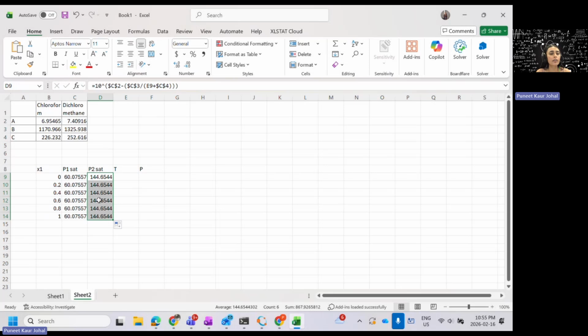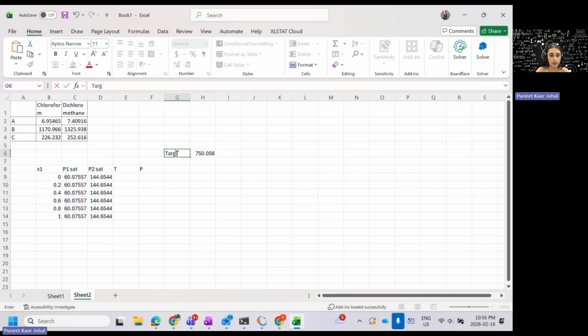Mind you that right now the values are this because the T value is nothing, it's 0. So it's just computing our P1 and P2 sats based on the T value. If this is clear with Antoine's equation, we know that the pressure value here should be 750. So I'm going to put a cell here with the pressure value, our target pressure value.